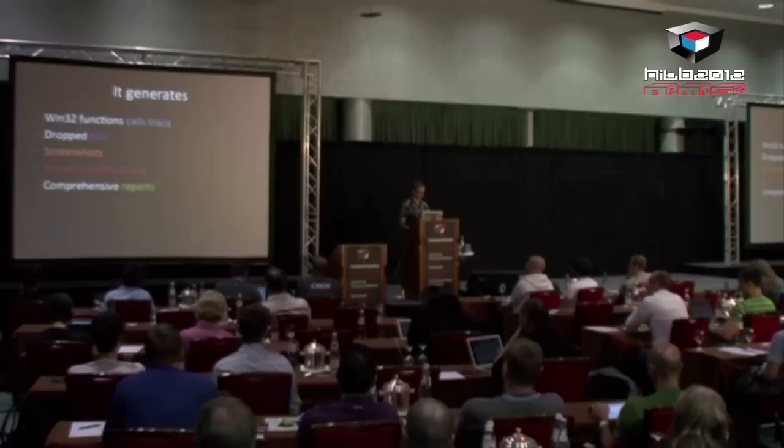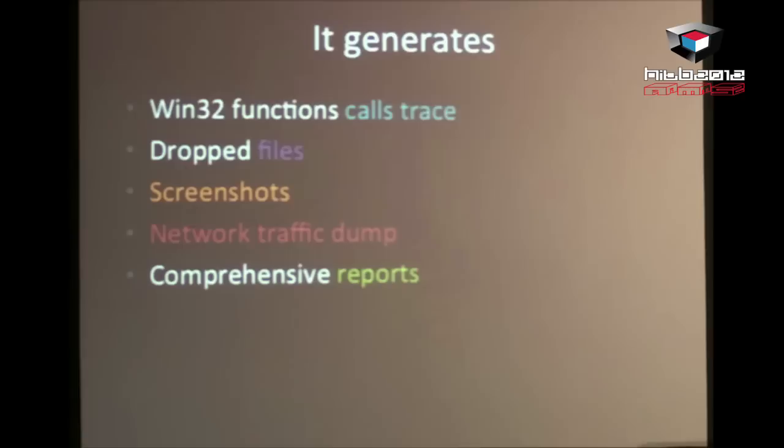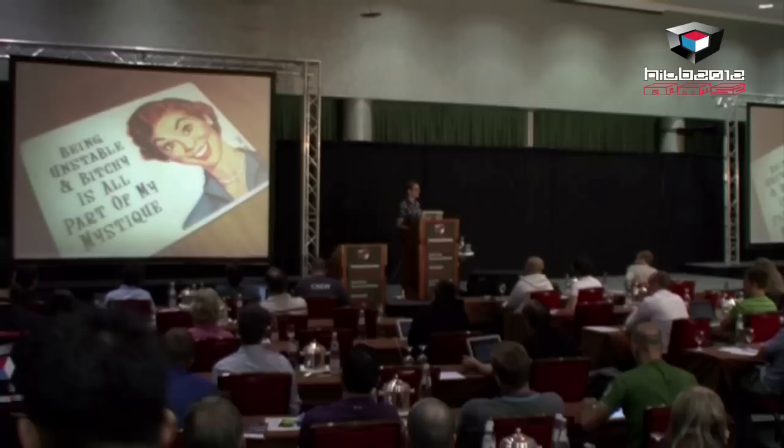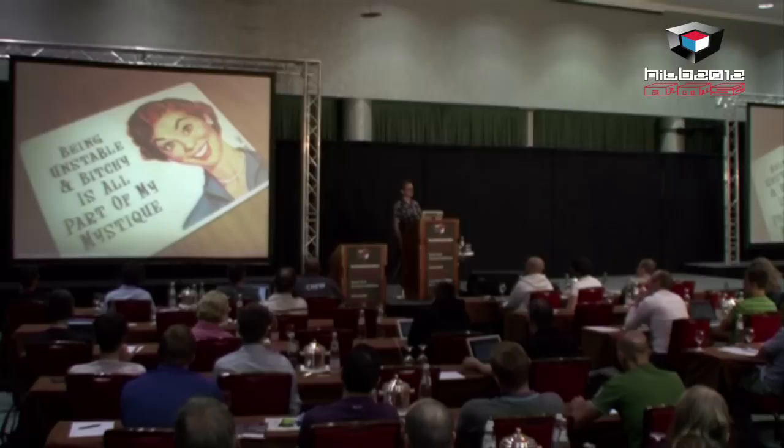The type of information it generates: it generates a trace of the API calls being invoked by the malware; the dropped files, so the files being created or deleted on the file system; some screenshots of the desktop while the malware is running; the network traffic dump; and some comprehensive report. It's still unstable, so what I'm going to show you today is a development release. It's not ready yet. It will be released probably soon after the conference. So you could expect some errors during the demo, so I'm apologizing in advance.